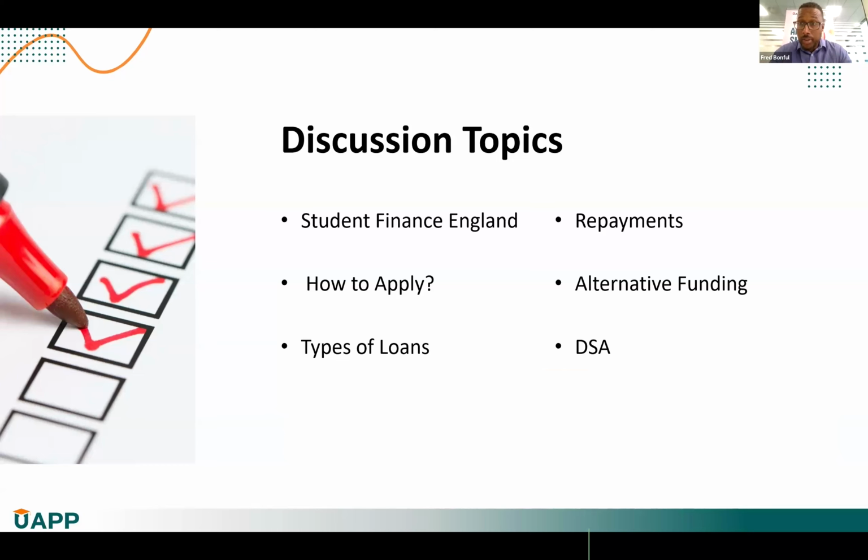Repayments are important because with Student Finance England, these are loans that students are taking out, and with any loans you take out, there is interest on the repayments. So it's important to understand that as well, along with other types of alternative funding, and also DSA, the disabled students' allowance. Let's go to the next slide, please.